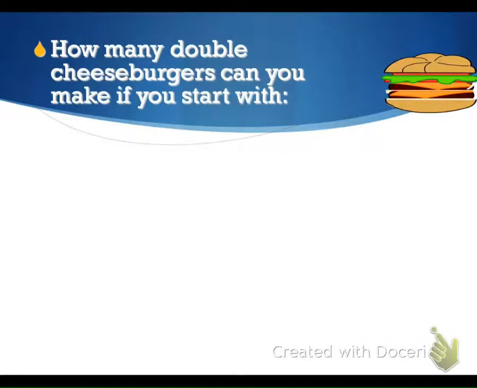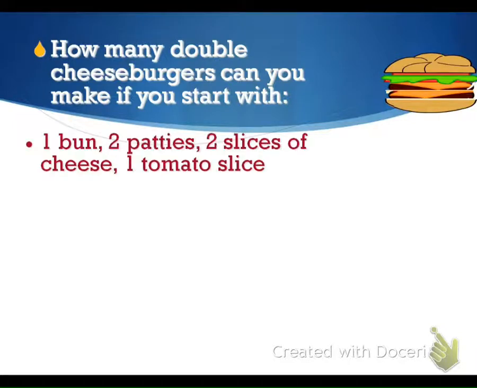All right, so now we're going to look at the number of ingredients we start with, and we're going to determine how many of our product we can make. Okay? So if we start with 1 bun, 2 patties, 2 slices of cheese, and a tomato slice, how many double cheeseburgers can we make? 1. Yeah, I know. We're going to ignore lettuce. We'll say we have just like infinite lettuce. Okay, we have plenty of lettuce. All right. So we can only make 1 double cheeseburger if we start with these ingredients.